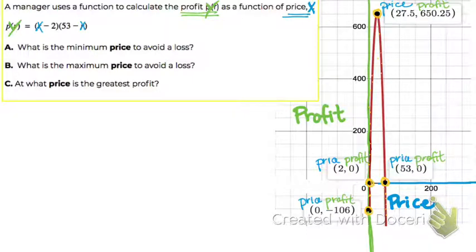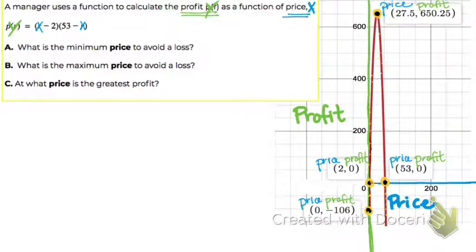So now that we have a better understanding of what this graph tells us, let's look at the questions. The thing I would say about questions like this is sometimes people will pick the correct point to focus in on, but maybe they'll give the x coordinate when they should have given the y coordinate. So you want to pay attention to what the question is asking. Is the question asking for the price, which is the x coordinate, or the profit, which is the y coordinate?